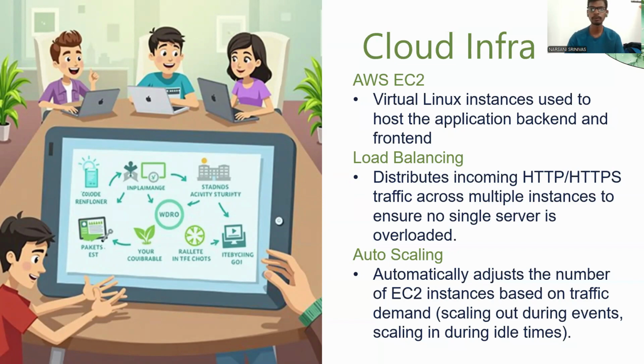We use some cloud services in Amazon, such as AWS EC2, which is designed as a virtual Linux instance. It is used to host the application front end and back end. For load balancing, we use Amazon ALB, which distributes incoming HTTP and HTTPS traffic across multiple instances. We also use auto scaling to adjust the number of EC2 instances.